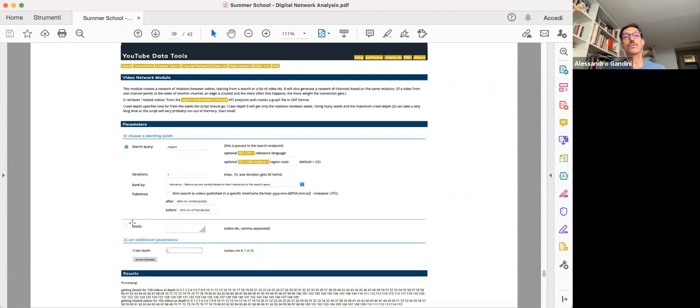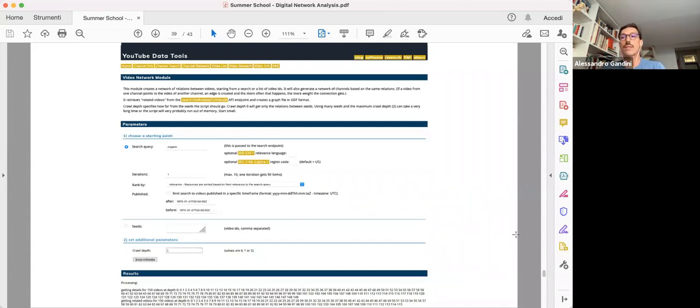We can decide to use a seed, which is in the middle of the screen. A seed is essentially a video that we can decide this query starts from. This is to create an ego network from an individual video, like we do with a user. If we instead use a search query, we search for relatedness properties on the basis of the YouTube algorithm, as I explained before.